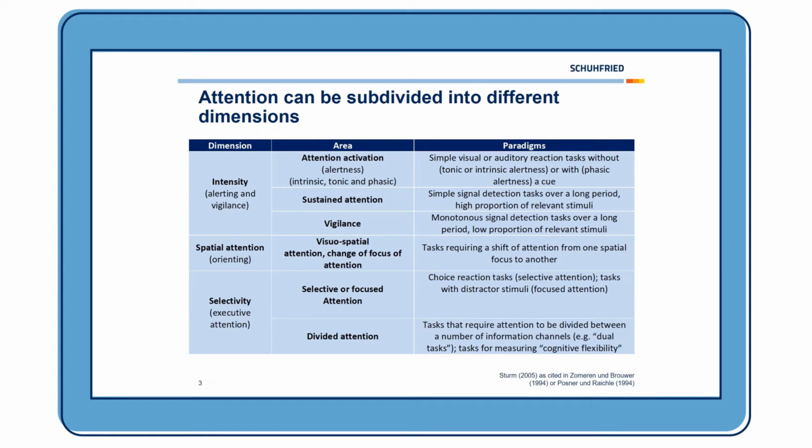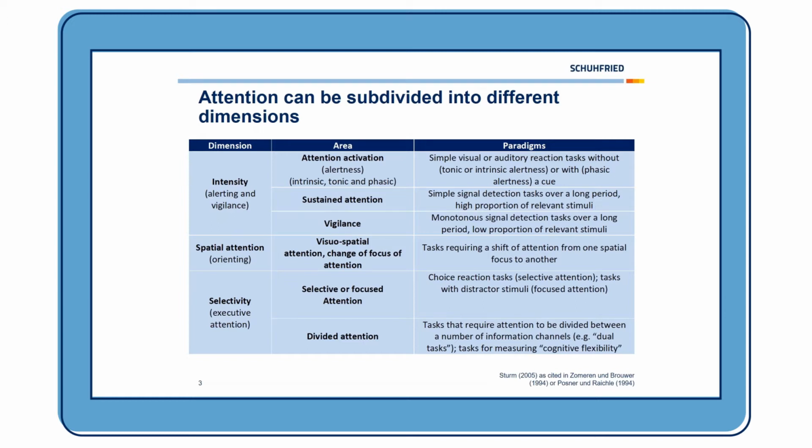Of course, we can also have a look at the sustained attention. So here we are looking at similar simple signal detection tasks, but we have them over a longer period of time. And in sustained attention, there's a high proportion of relevant stimuli where you have to react. In vigilance, the tasks are pretty similar. There are also simple signal detection tasks over a longer period of time, but here we have a low proportion of relevant stimuli where you have to react. When we want to measure visual spatial attention, we often have tasks where a shift of attention from one spatial focus to another is required.